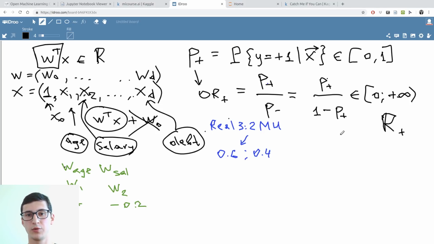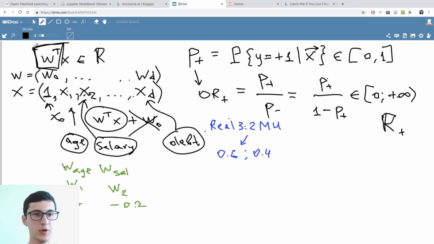Okay, and now what we actually would like to do, we'd like to somehow map these distances, the W transposed x. We know that this stands for distance to hyperplane. We just think of how can we map it to predicted probabilities. So how can we actually make predictions of this thing, p plus, class 1 probability, with this linear model, if we can calculate the distance to hyperplane.